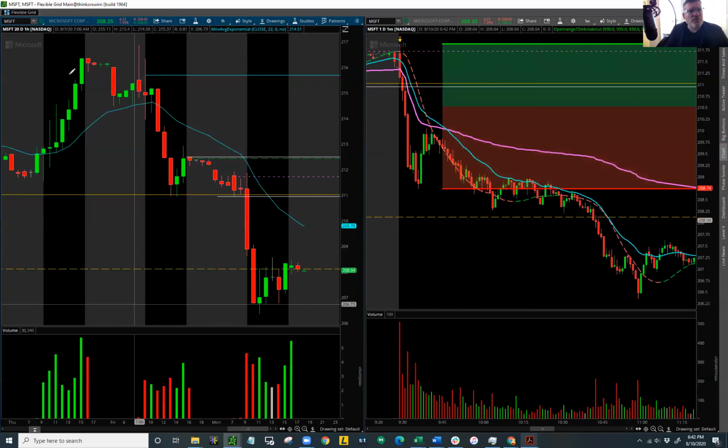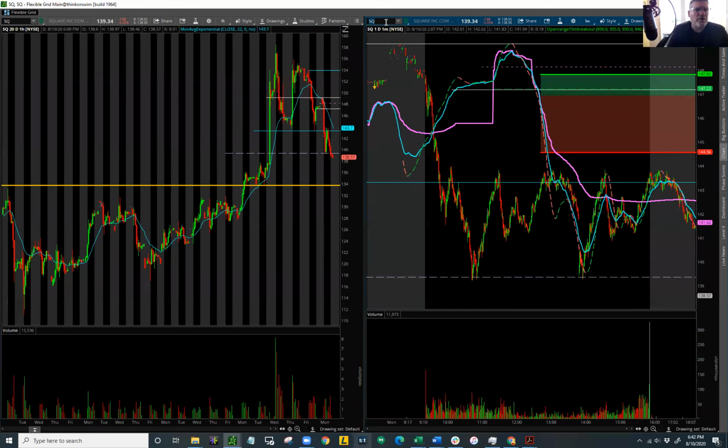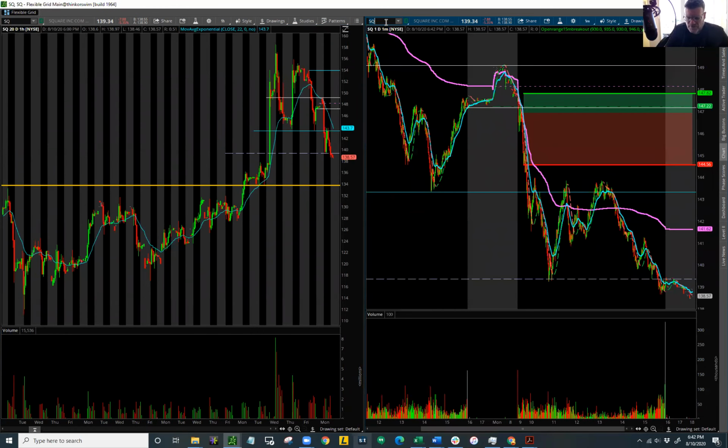So Microsoft, good thesis from the 7:30 call, worked out perfectly, and it paid off very well. Another stock that had a really good thesis was Square. We had different viewpoints, me and Nick, going into the call. Nick was looking for Square to go up, and I was looking for Square to possibly come down and fill its gap. So if you want to look at the daily chart, I'll pull this over here.